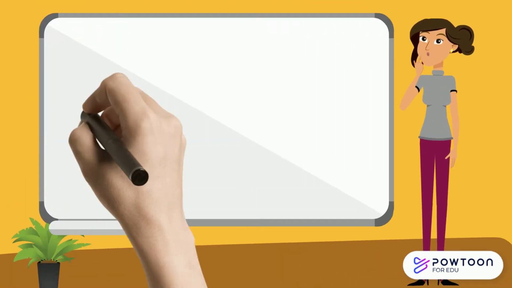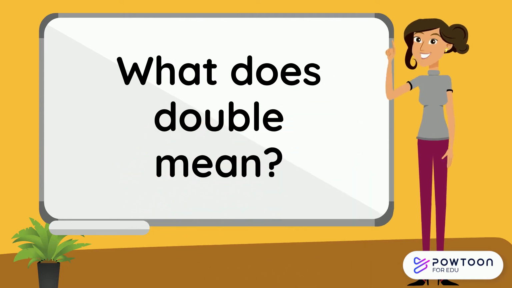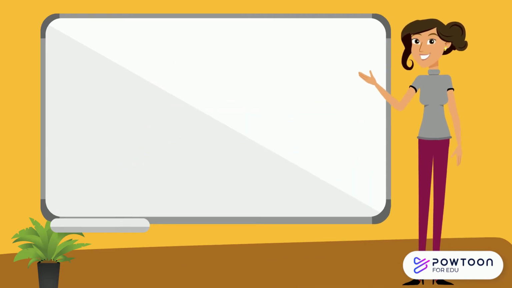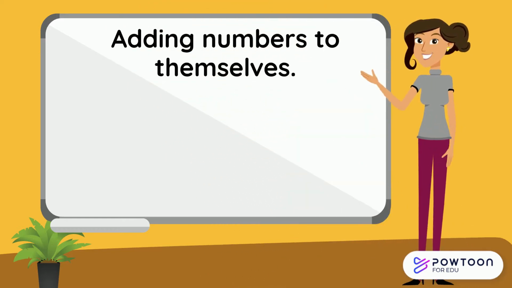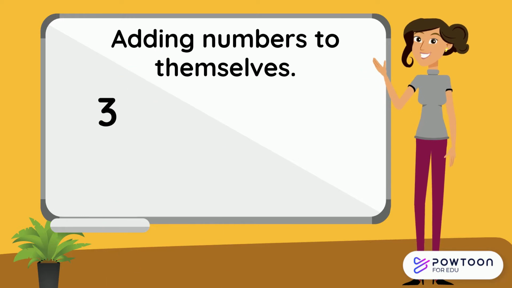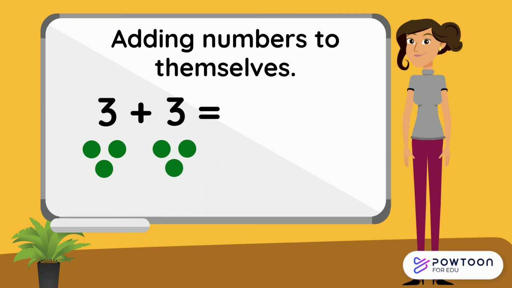Firstly, what does double mean? Do you know? Double means adding numbers to themselves. So for example, if we wanted to double 3, we would take 3 and we would add another 3 to that, which would give us 6. Therefore, double 3 is 6.